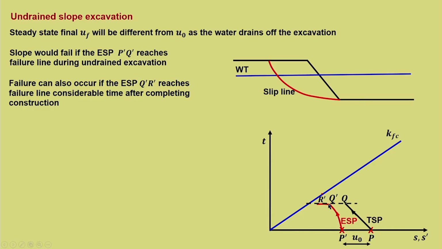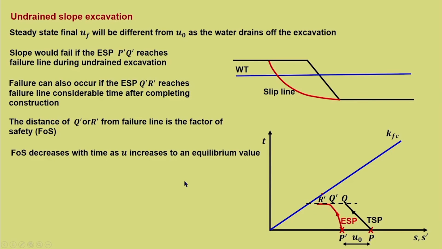So, here the excavation is over. P dash Q dash R dash is the manner in which the pore water pressure increases, and it can extend and it can fail at this point. That is what it means. So, there are two ways the failure of this particular slope can happen. The distance of Q dash or R dash, whichever be the case, either this case or this case, is the factor of safety of the slope. If it is here, this is the margin of safety. If it is here, this is the margin of safety.